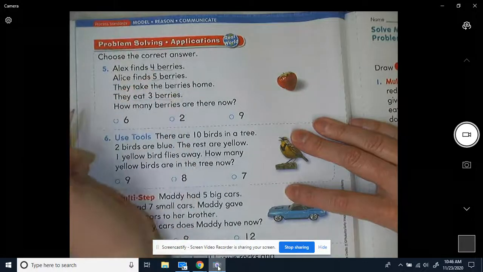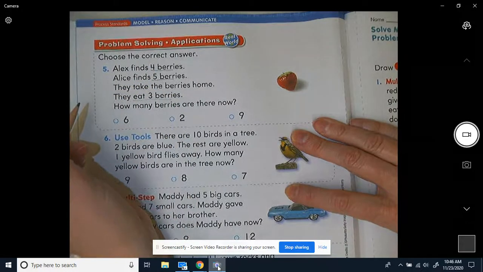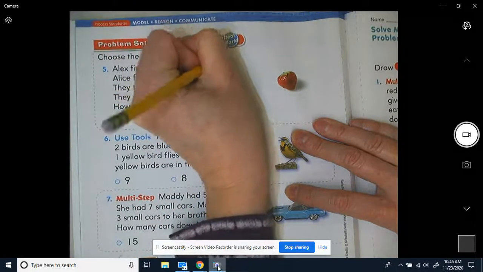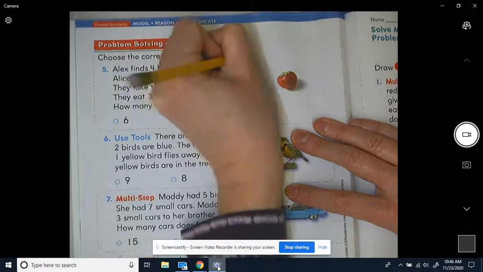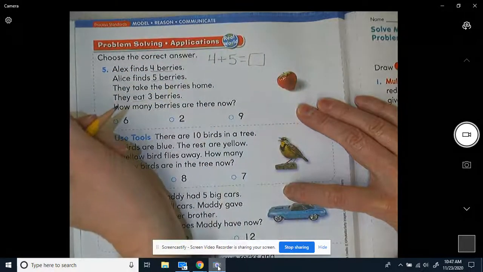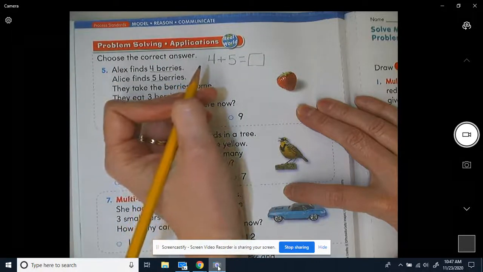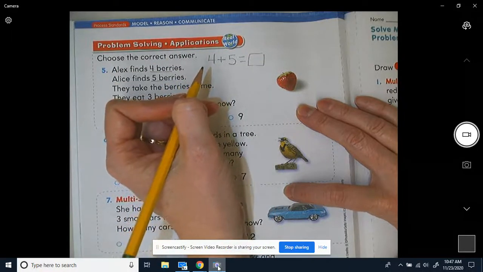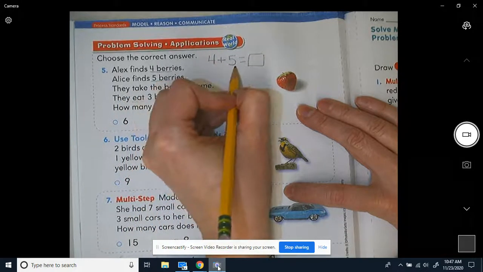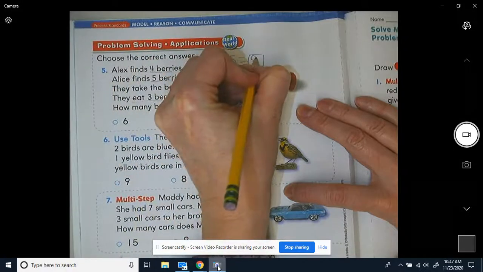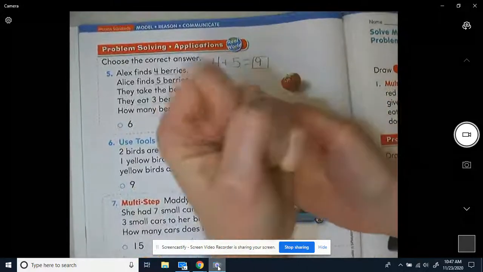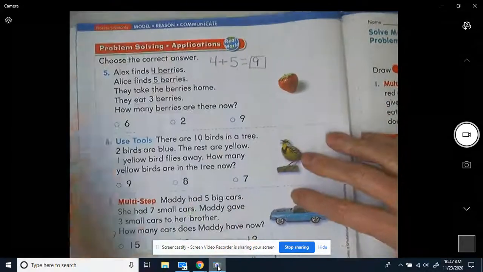Well, if we want to do that, would we add or subtract? We would add, wouldn't we? So we have 4 berries plus 5 berries equals the sum or the total number of berries. So figure out what 4 plus 5 is. We have lots of strategies we could use. I know that 4 plus 4 is 8, so 4 plus 5 is 9. I could do that. Or I could count on and put the 5 in my fist and count on 4. 5, 6, 7, 8, 9.